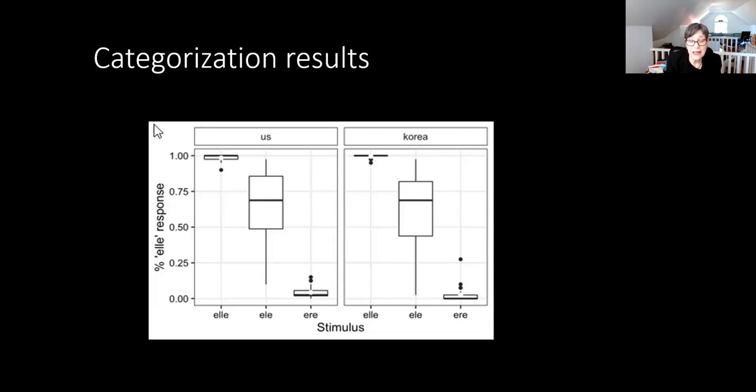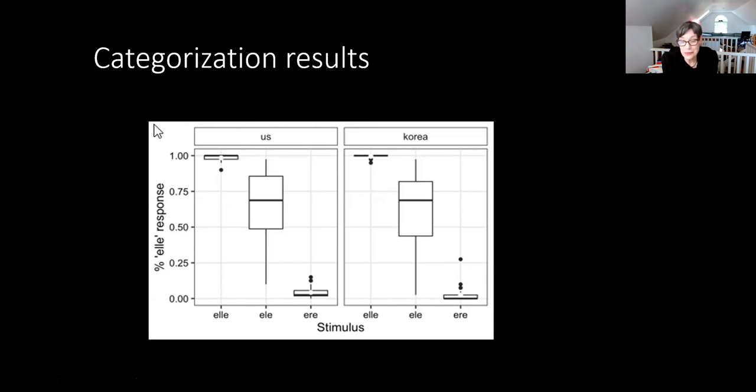And here you can see for the legal forms, can people see my cursor? So this is two groups of participants, one group in the US and one group in Korea, because we also wondered whether the context, being in an English context versus a Korean context, made a difference.